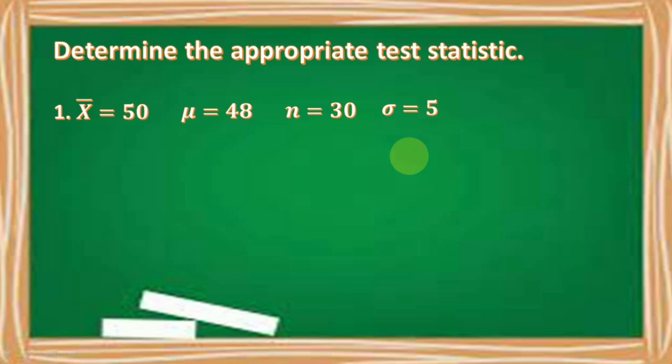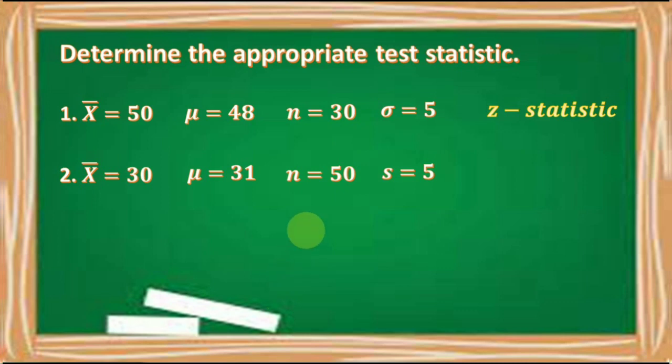Let us now determine the appropriate test statistic. Let's have number 1. X bar or the sample mean is equal to 50. Mu or the population mean is equal to 48. Sample size or n is equal to 30. And the population standard deviation or sigma is equal to 5. Then what type of test statistic is this? This is a Z statistic because our sample size is equal to 30 and our standard deviation is given.